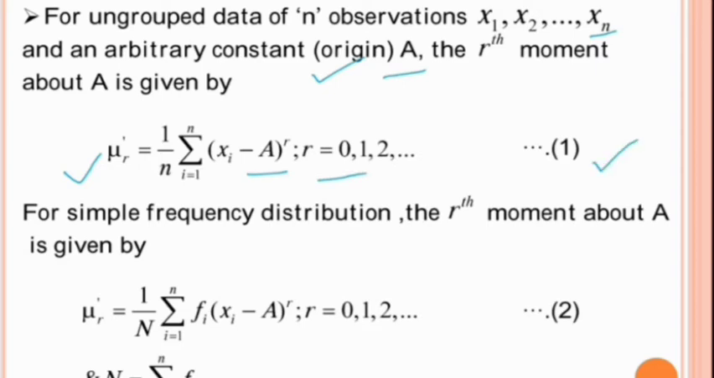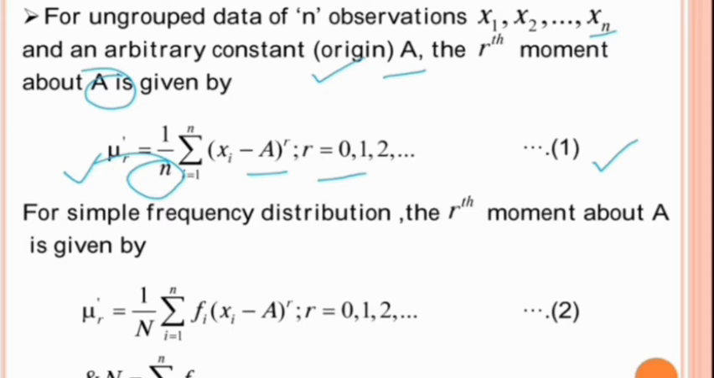See, again I am repeating, this is the rth moment about A. A will be given to us, that is about origin or about mean, whatever it is given to us. Accordingly, we will take our capital A. And that will be obviously constant. And this is given by mu r dash, where this small n is the number of observations, since we are finding here for n observations, right?